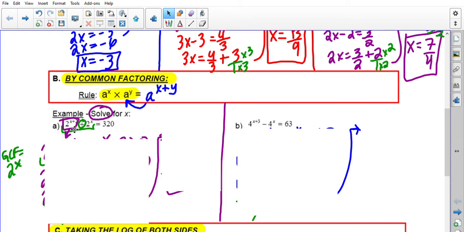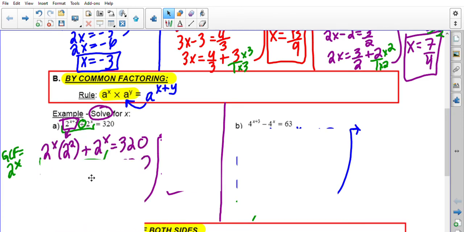So what you're going to do to help you is you're going to write 2 to the x plus 2. You're going to work it backwards. So you're going to write it as the multiplication of its two powers. So we're going to write that as 2 to the x times 2 to the 2. So right there in purple, let me highlight this. Right here, 2 to the x plus 2, we rewrote as this, just using our exponent laws. And then we have the plus 2 to the x equals 320.